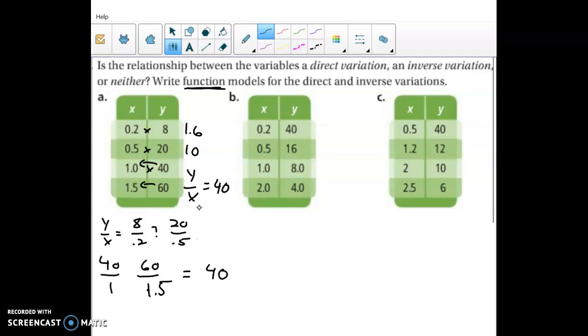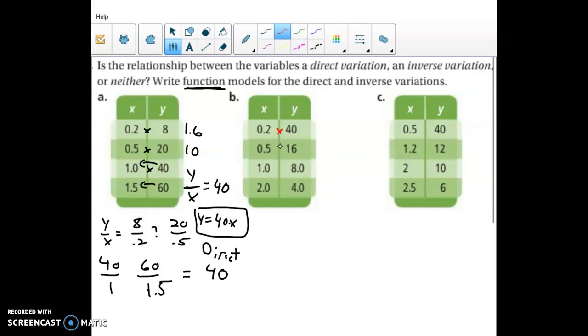All right, and then if I solve this for y and multiply both sides by x, I would get y equals 40 times x. Okay, and now I am at a direct variation. That's like scoring 25 points per game, except now we're scoring 40 points per game. It's a constant times x. So that's an example of direct. Sorry, I'm running a little low on space here. But let's try letter B.